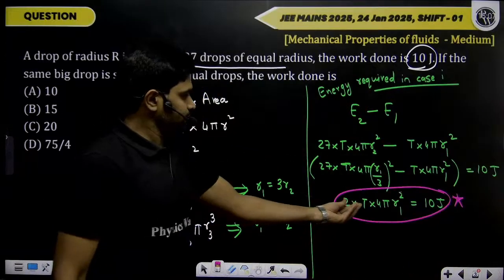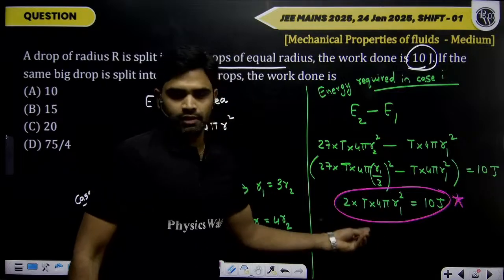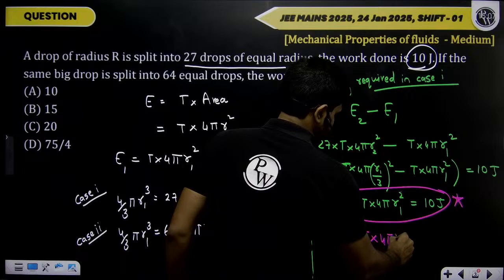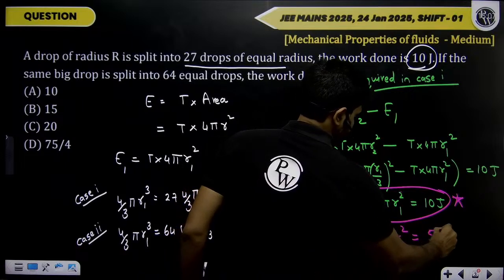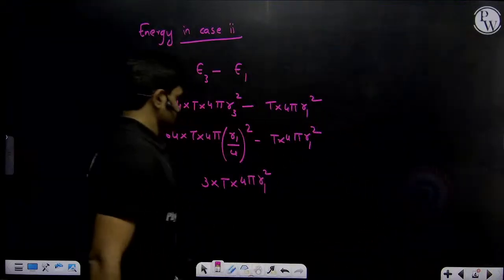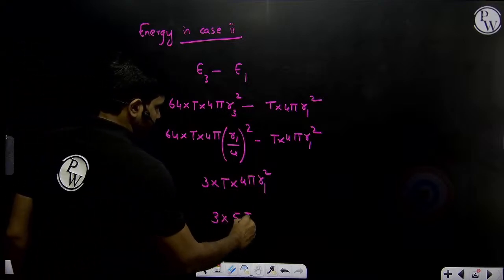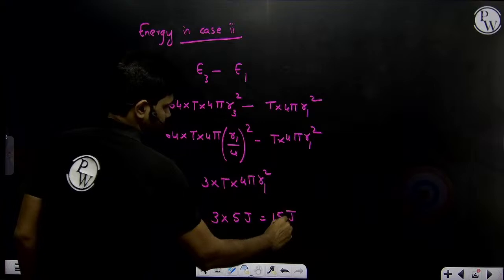So we have T into 4 pi R1 square is 5 joules. We can substitute that: 3 into 5 joules is 15 joules.